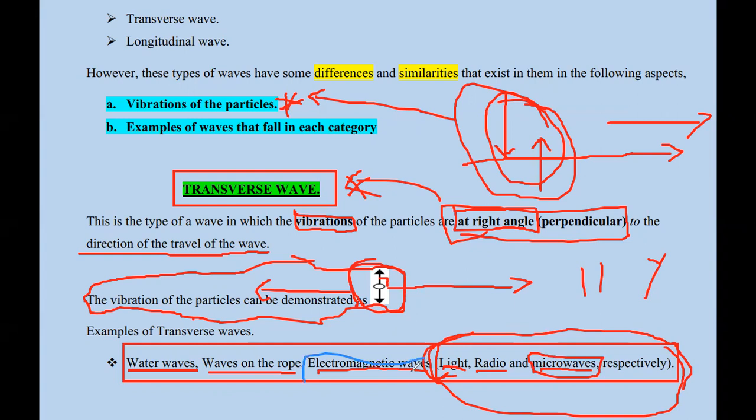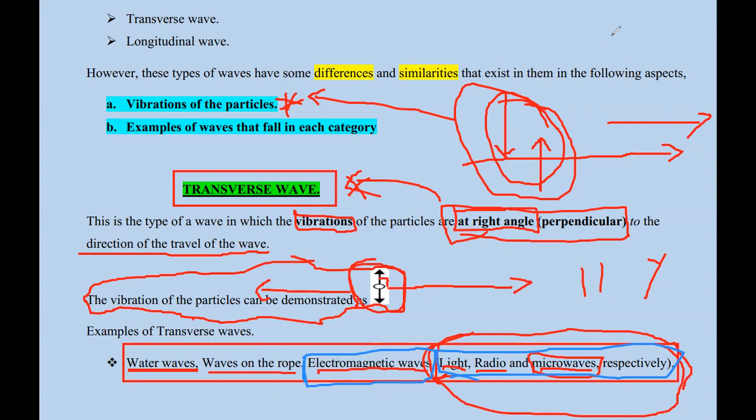So if you don't want to restrict yourself, do not just say electromagnetic waves. You are restricting yourself. If they ask for more, split the electromagnetic waves into these various components, 3 of them. So these are examples of the waves, as well as the vibrational movement of the particles as a wave travels from one point to the other.